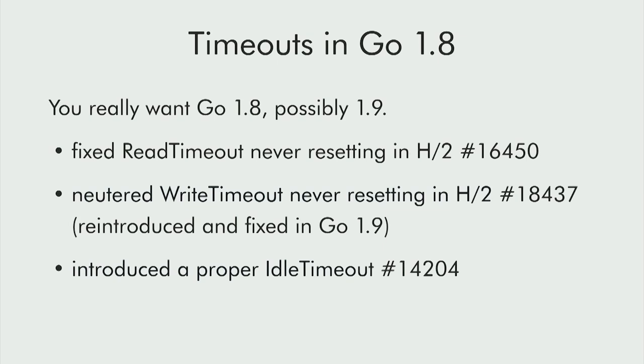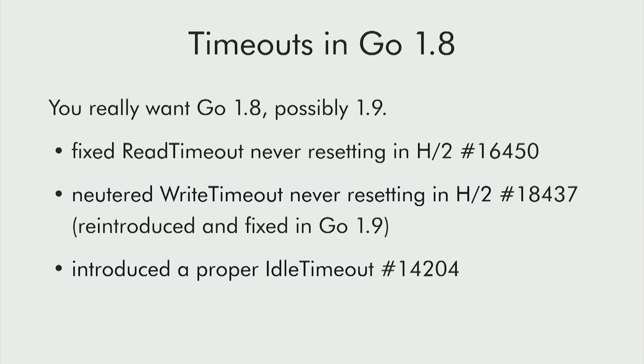It happened the exact same way, but it was caught later in the cycle. So it wasn't fixed entirely, but it was just neutered. So write timeout means nothing for HTTP2 in Go 1.8. You want Go 1.9 for it to be effective. And finally, it introduced a proper idle timeout.